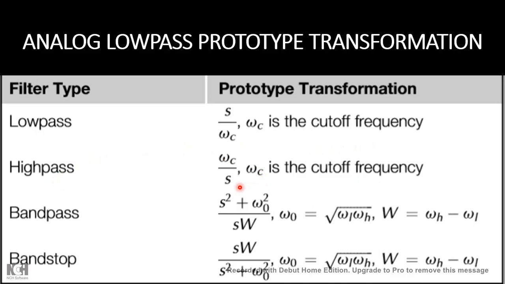The prototype for high pass will be omega C by S, and for band pass the prototype will be S square plus omega naught square divided by SW, where omega naught will come from the square root of omega L into omega H. Omega L represents the low frequency, omega H represents the high frequency, and capital W comes from the difference of high frequency and low frequency. For band stop filter, the above prototype is just reversed, that is SW divided by S square plus omega naught square, and omega naught and W will remain the same.